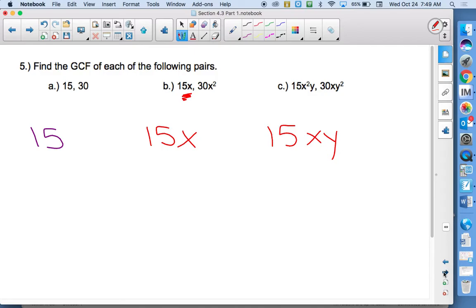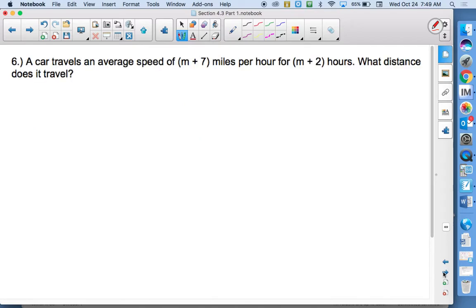And then the last part kind of talks about a little bit what we were going over prior with the parabolas that we were looking at. A car travels at an average speed of m plus 7 miles per hour. It's kind of weird to think of it as just a variable quantity. And then it says it does that for m plus 2 hours. What distance does it travel?